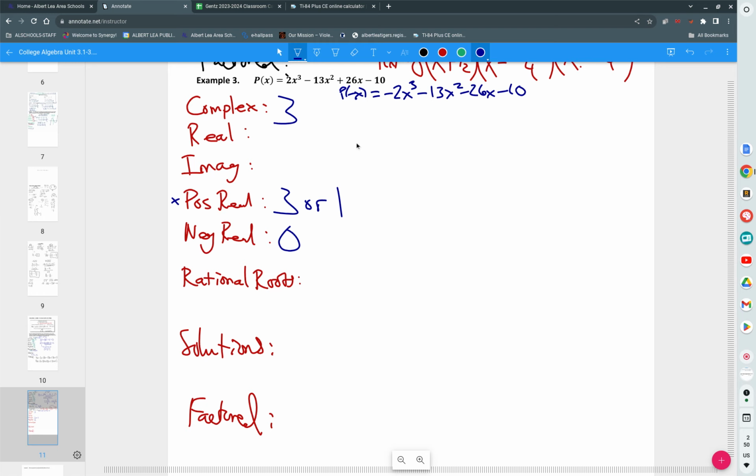So if I have 0 negative real and 3 positive real, how many total real could there be? 3. If I have 0 negative and 1 positive real, there could be 1. So you have 3 or 1. Suppose you had 3 real. How many imaginary would you have? None. Suppose you had 1 real. How many imaginary would you have? 2.